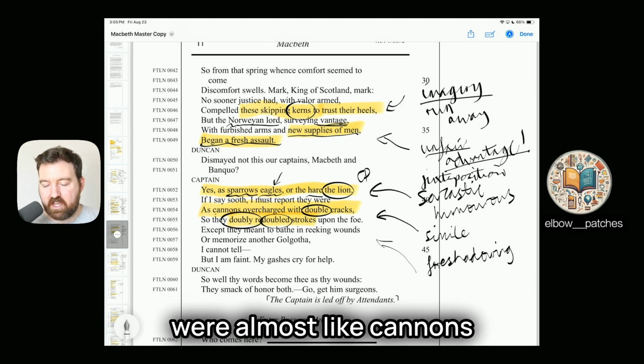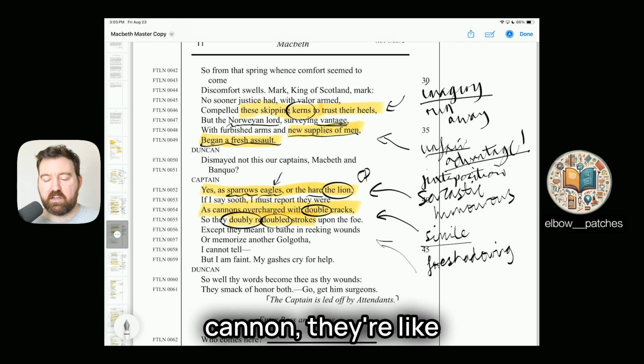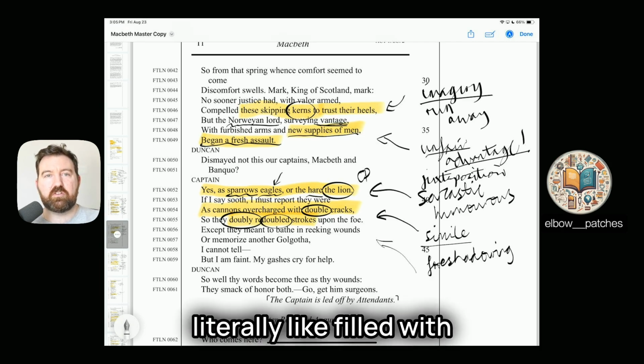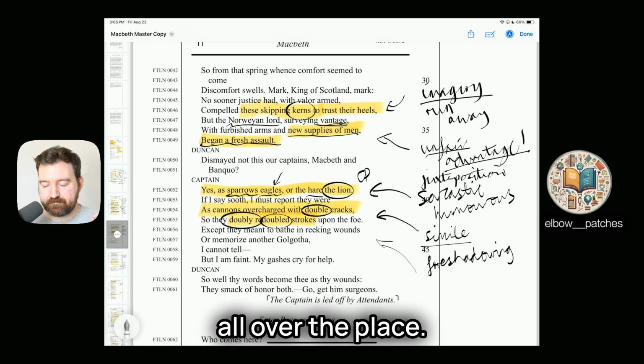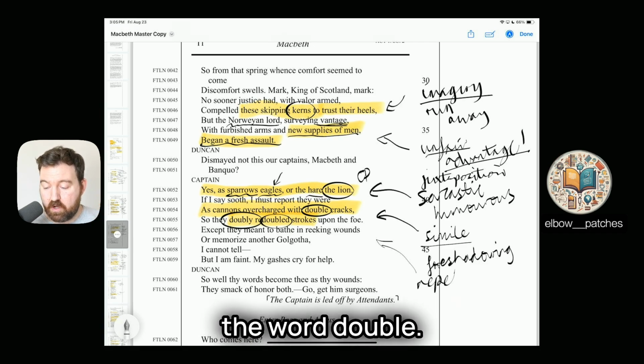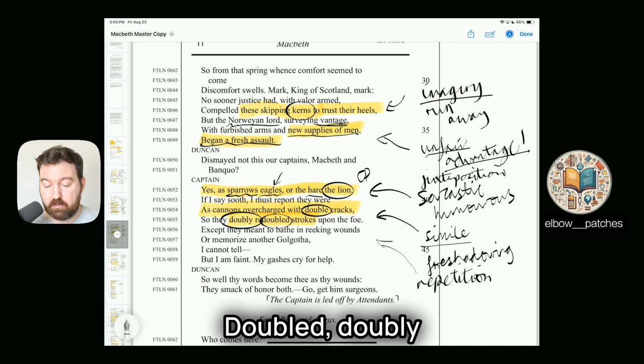They were almost like cannons overcharged with double cracks and doubly redoubled their strokes. Now this is a simile, the idea that they're like cannons literally filled with gunpowder, shooting out everywhere, destroying their enemy all over the place. But the other thing I want you to see is the repetition of the word double. Double, doubly doubled. Double, doubly redoubled, right?